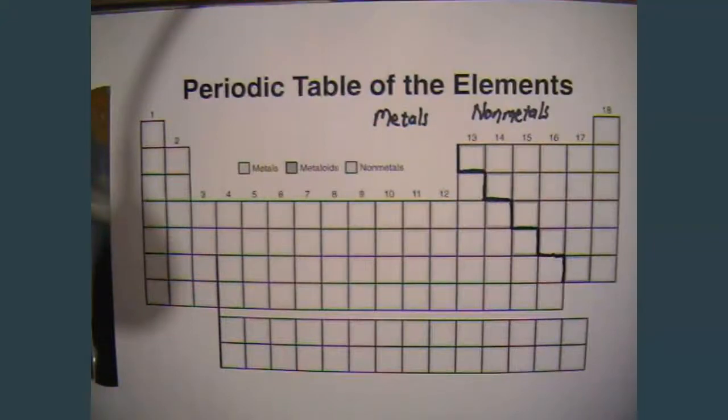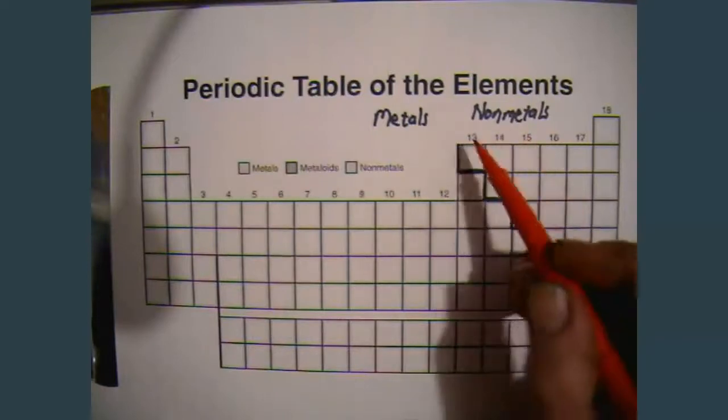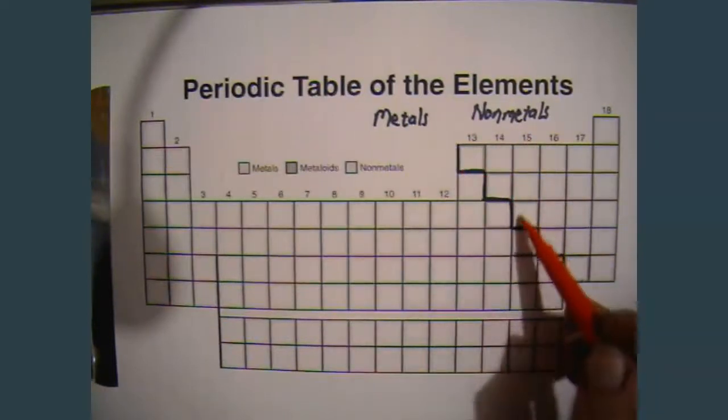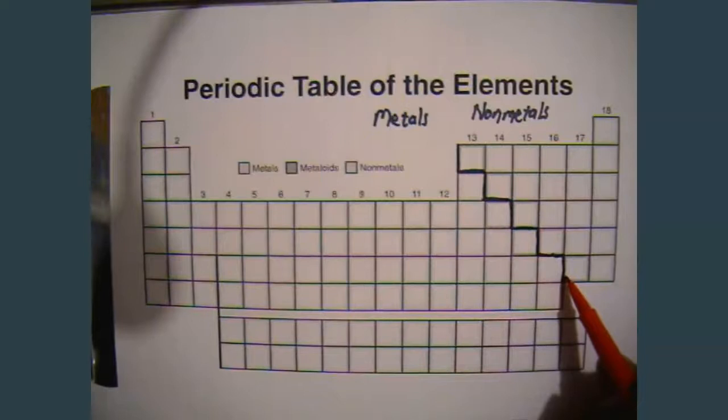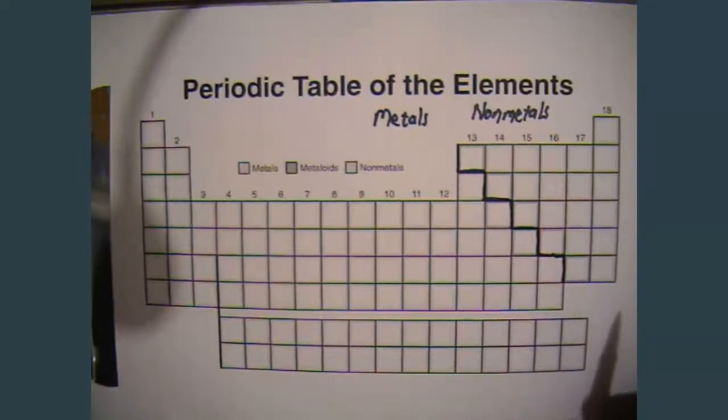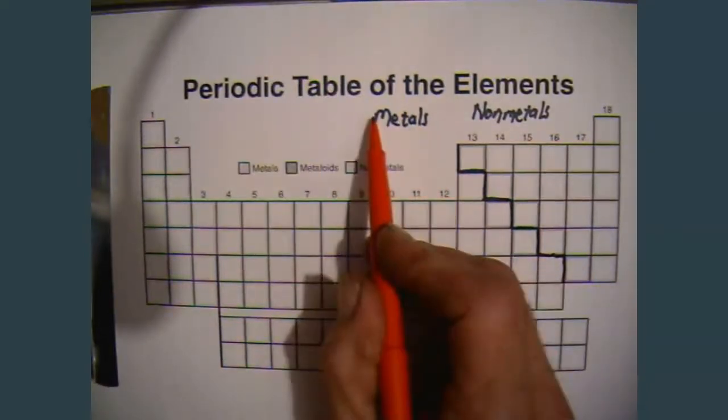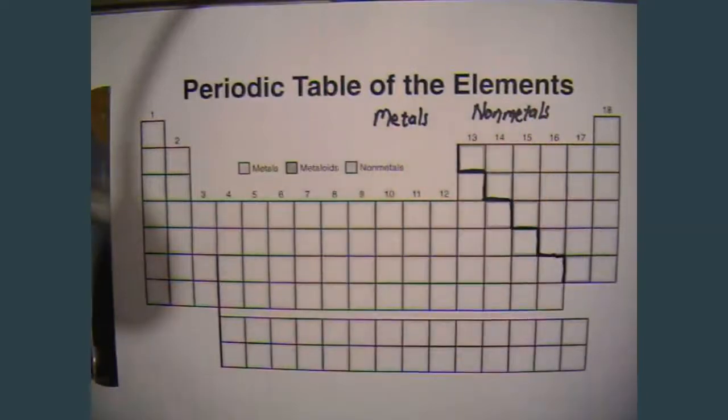Alright, so today we're going to look at the periodic table of the elements. You can go online and find a blank periodic table and fill it out as you go along. I've already darkened in this line, which separates the metals from the nonmetals on the periodic table. To the left of that line are the metals, to the right are the nonmetals.